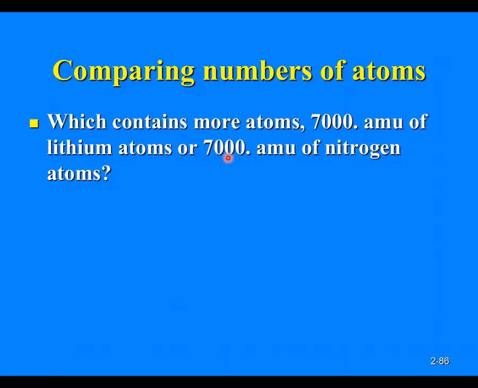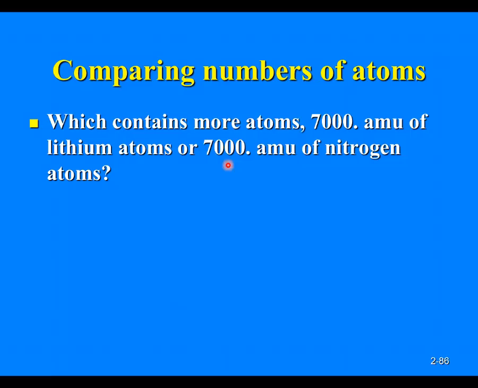What we want to ask ourselves is which one of these samples contains more atoms? Is it the 7,000 atomic mass unit sample of lithium or the 7,000 atomic mass unit sample of nitrogen? Now, once you start to think about this, you can usually make a quick prediction in your head. If I consider that lithium atoms are lighter than nitrogen atoms, well, the lighter atoms I should have more of in a sample that's the same mass for the two. Think about it this way.